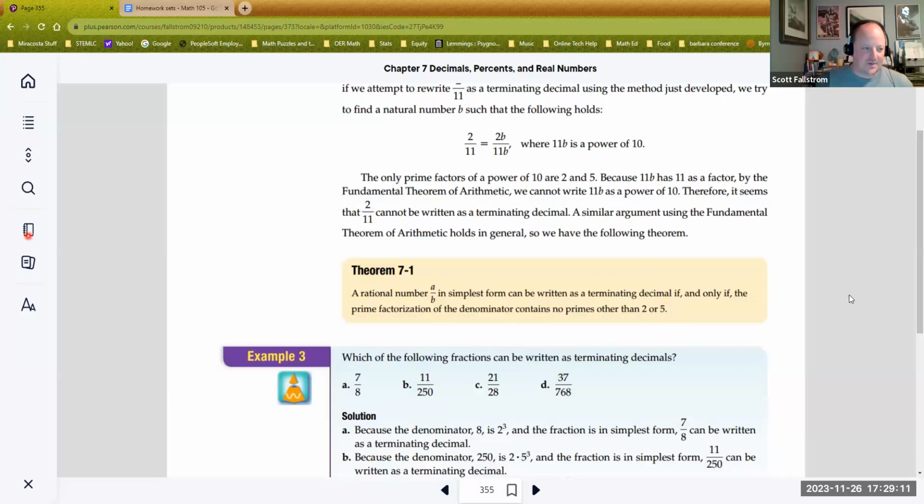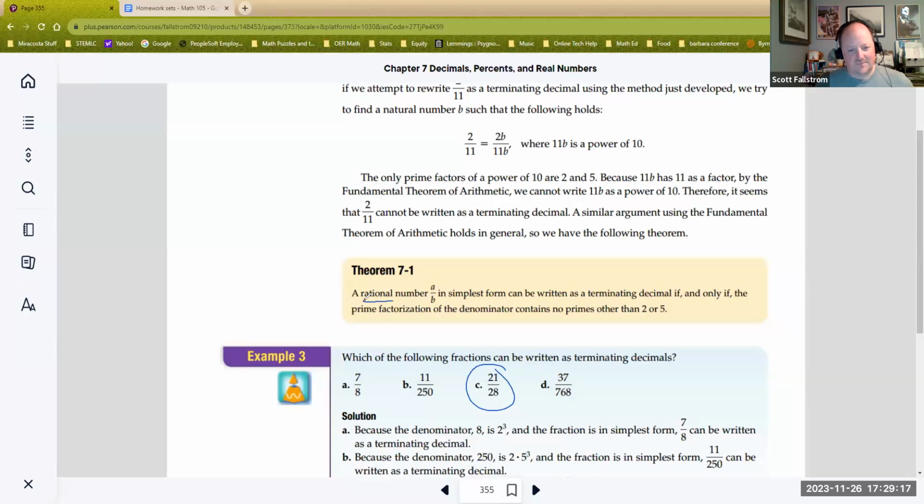Now let's take a look at some of these. They're not trying to be tricky. They're trying to make sure you think about what this definition means. First off, what do we need? A rational number. We're dealing with fraction-looking objects. Notice next, simplest form. Hey, that was just on our test. What does it mean to be in simplest form? Okay. And then the prime factorization of the denominator contains no primes other than 2 or 5.